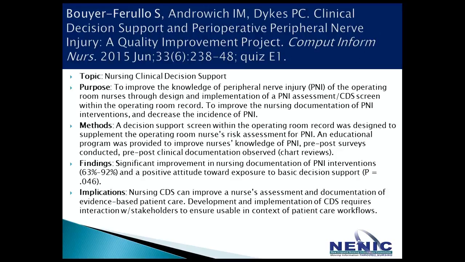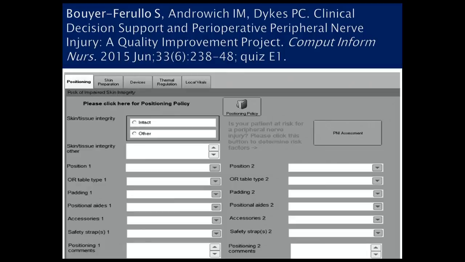Now for clinical decision support, we have Sharon's paper. Where's Sharon? There she is. Okay, this is Sharon's capstone project, she finished her DNP this year, and the purpose was to improve the knowledge of peripheral nerve injury in the operating room. And what she did was she designed an assessment screen with some decision support for nurses, and she also did some educational interventions. So this is a screenshot of the assessment, and you can see it's integrated into the documentation screen in the OR. And she worked with the practice committee in the OR at the Brigham.